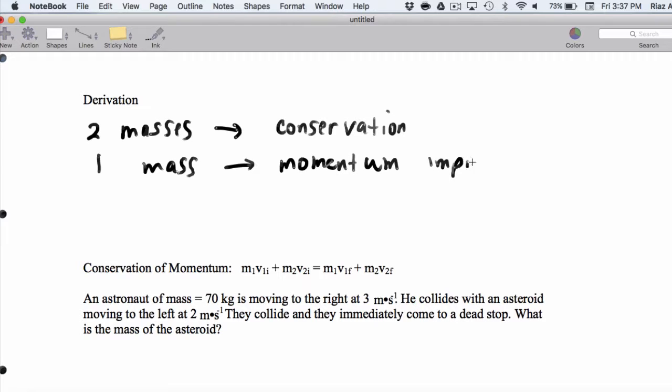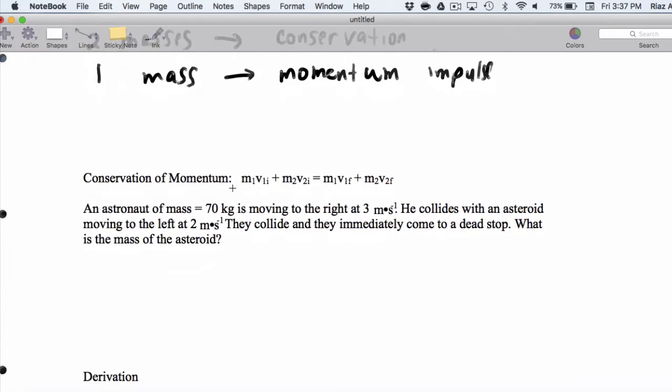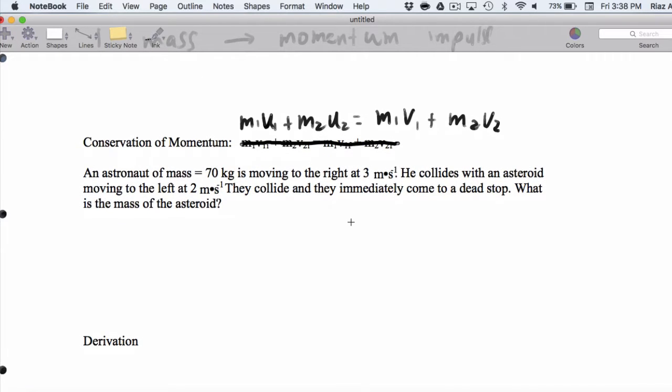So for example, in this problem, I don't like the way it's stated here. Let's state it IB language. M1U1 plus M2U2 is M1V1 plus M2V2. Now we have an astronaut, mass 70 kilograms, moving to the right at 3, hits an asteroid, they come to a dead stop, we want the mass of the asteroid.